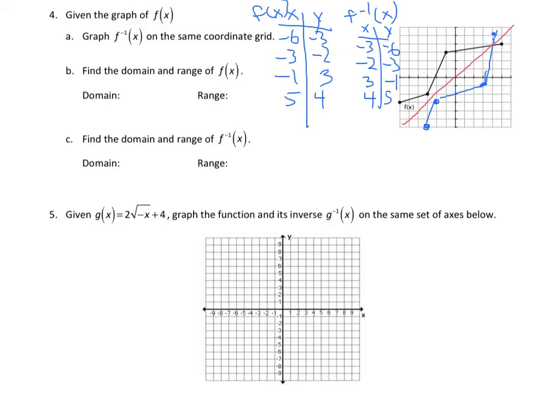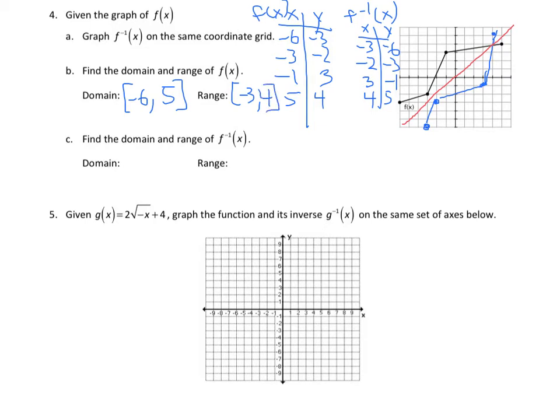Now for the domain and range, we're looking at the original function, f of x, the one graphed in black. Its lowest x value is -6. Its highest x value is 5. And for the range, its lowest y value is -3. Its highest y value is 4.